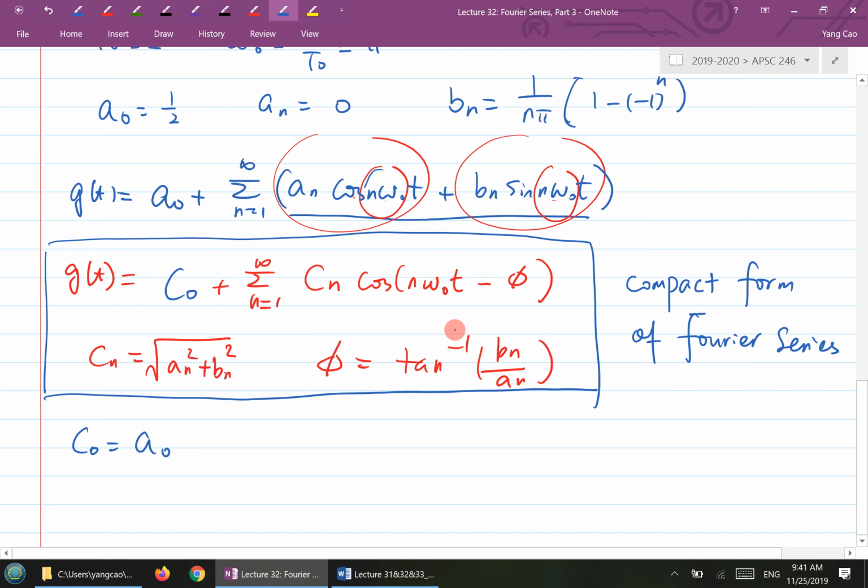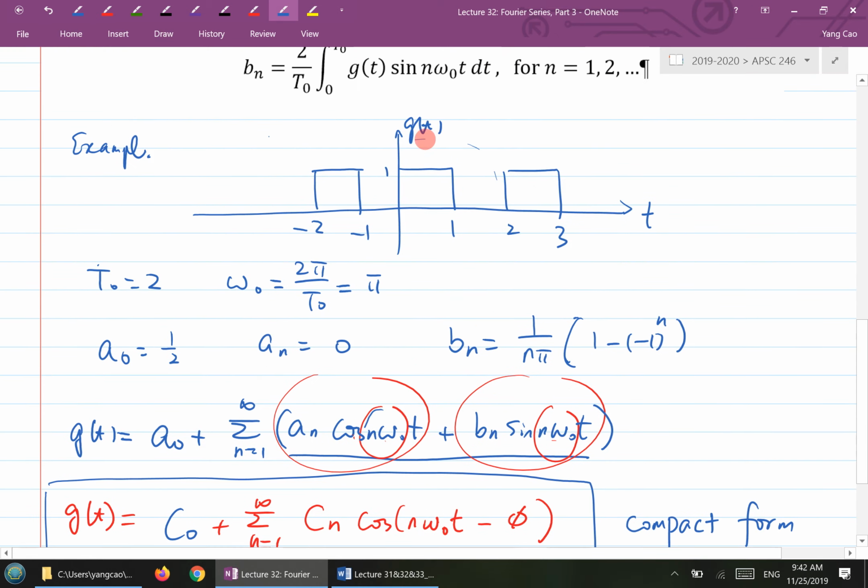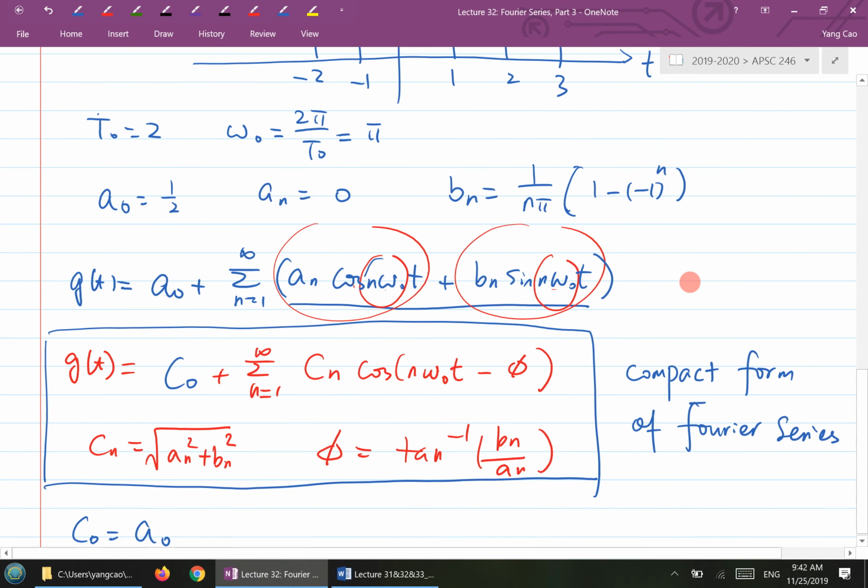This Cn here, as we're going to show you, is almost like amplitude. This is basically amplitude, and phi here is the phase. So you can plot them on a graph versus the frequency omega. So let's take a look at this particular example. What will be the Cn and what will be the phi angle? In this example, we have got An and Bn. We have got A naught already.